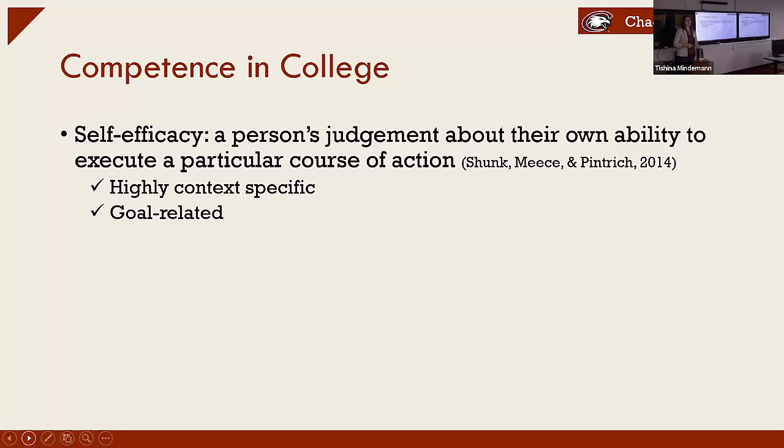So for instance, I might have high self-efficacy for math in general. I feel like I can learn math, I can understand it, but I might have really low self-efficacy for a particular math test if I know that I'm going to be super busy and I don't have time to study, right? So self-efficacy is something that is very context specific.